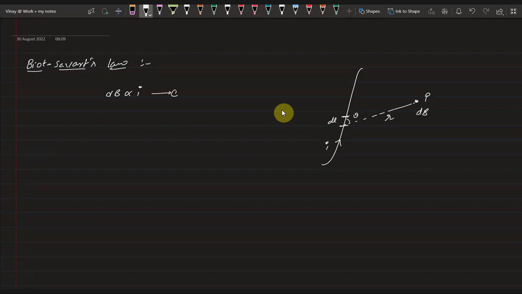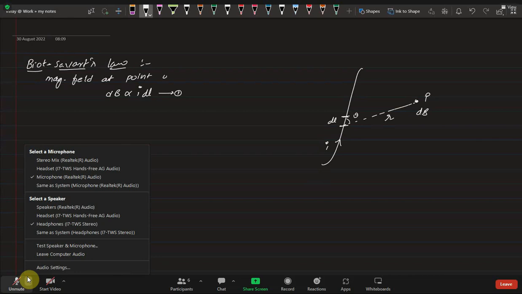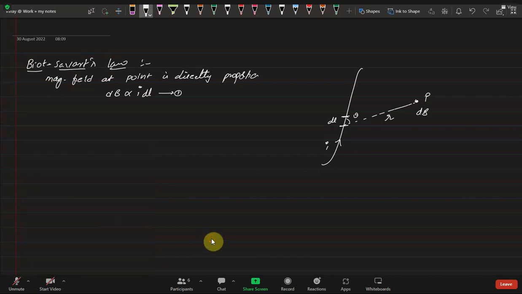Please remember, the magnetic field dB at this point is directly proportional to I dl. I'll take it as equation number 1, where I dl is nothing but the current element. So the magnetic field at a point is directly proportional to the current element.